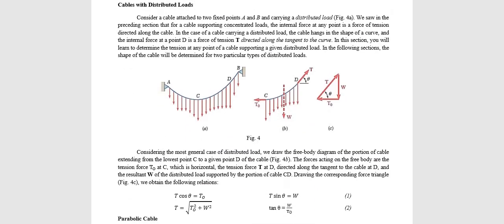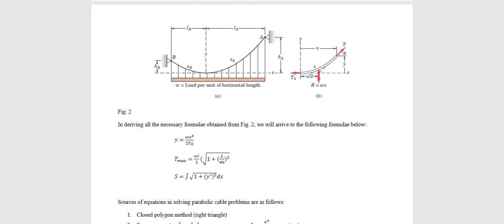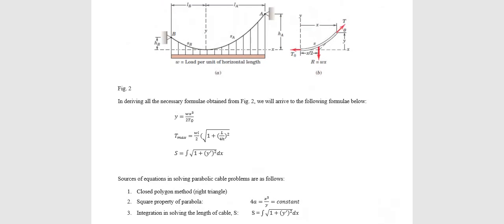What we analyze in this figure is the tension inside this cable. Next is the span. The span is from point B to point A, this one here. The sag is the height between the two points or a certain point. And the fourth is the length. Okay? So, in deriving the necessary formulas obtained from figure 2, we arrive at the following formulas below.